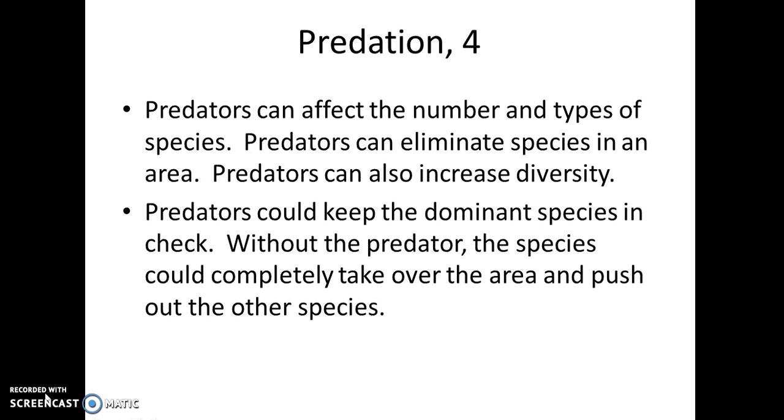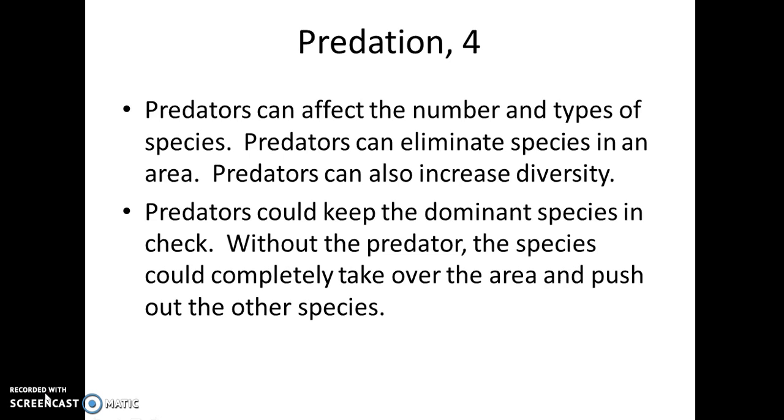So, predators can affect the number and types of species. Predators can eliminate species in an area, and they can also increase diversity. You're asking yourself, what do you mean by that? How can that increase diversity if it keeps on eating things? Well, predators could keep the dominant species in check. Without the predator, the species could completely take over an area and push out other species.